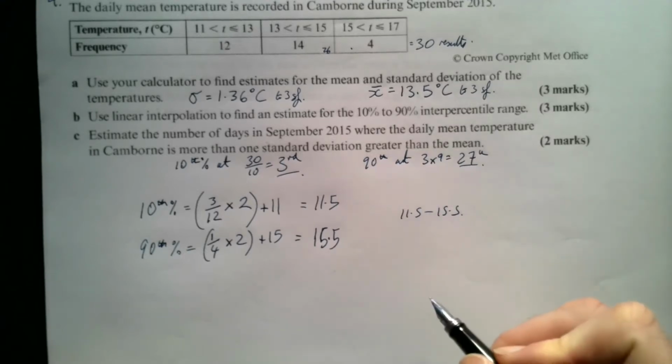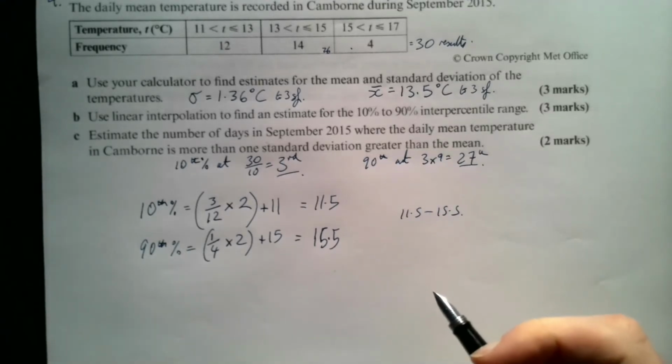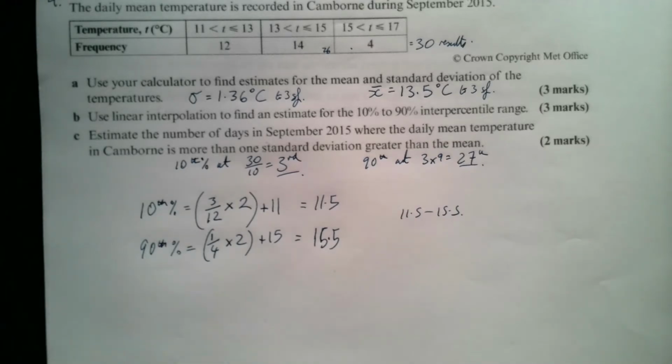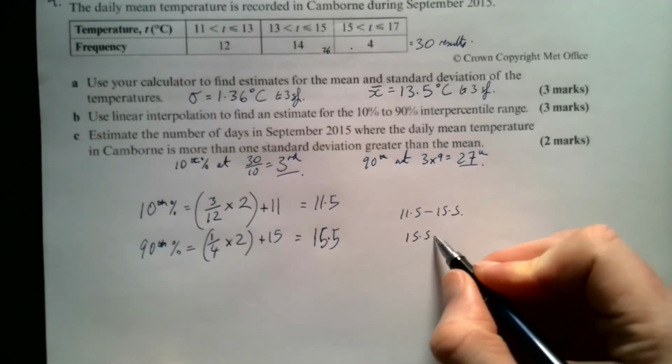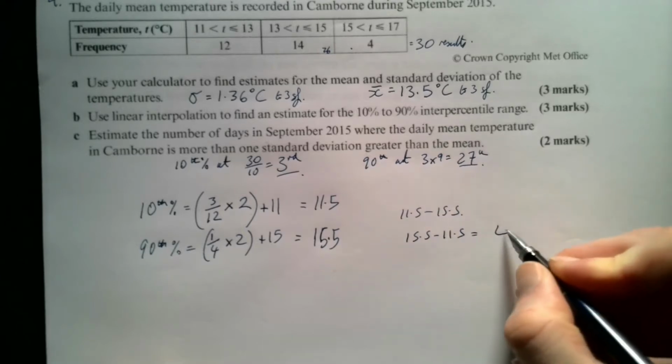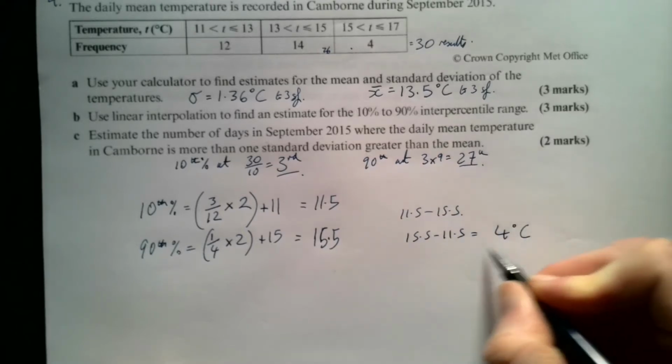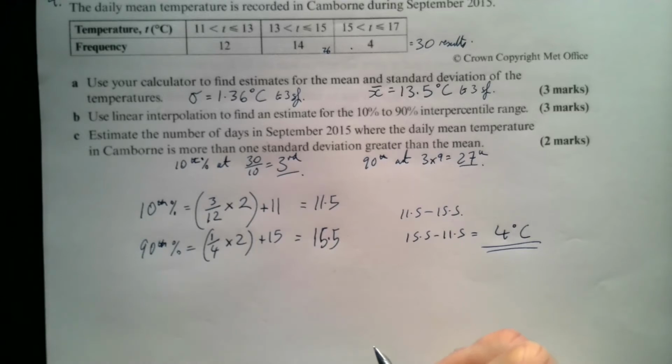So our range, though, do not write 11.5 to 15.5. That doesn't get you full marks. That gives you more information, but the range just wants to know how spread out they are for that middle 80% of your data. So you do 15.5 take 11.5, which is 4 degrees Celsius.